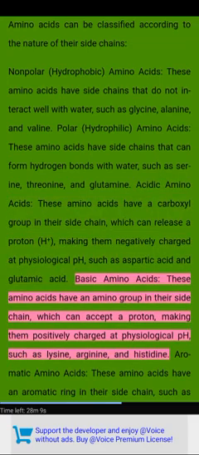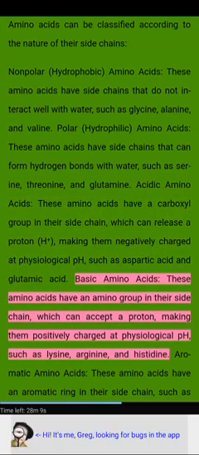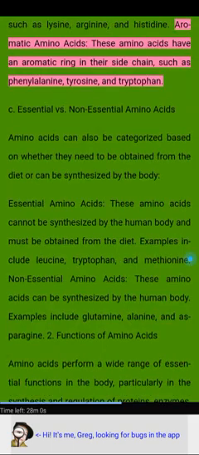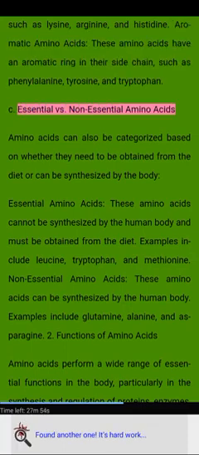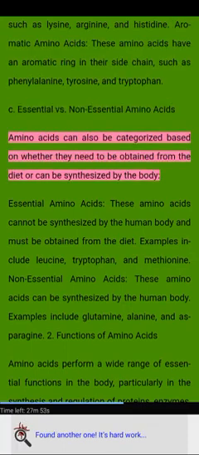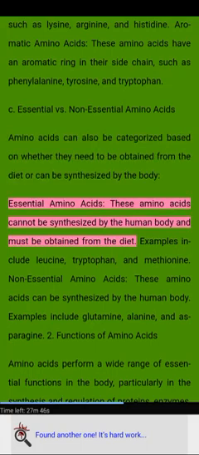Basic amino acids. These amino acids have an amino group in their side chain, which can accept a proton, making them positively charged at physiological pH, such as lysine, arginine, and histidine. Aromatic amino acids. These amino acids have an aromatic ring in their side chain, such as phenylalanine, tyrosine, and tryptophan. C. Essential versus non-essential amino acids. Amino acids can also be categorized based on whether they need to be obtained from the diet or can be synthesized by the body. Essential amino acids.